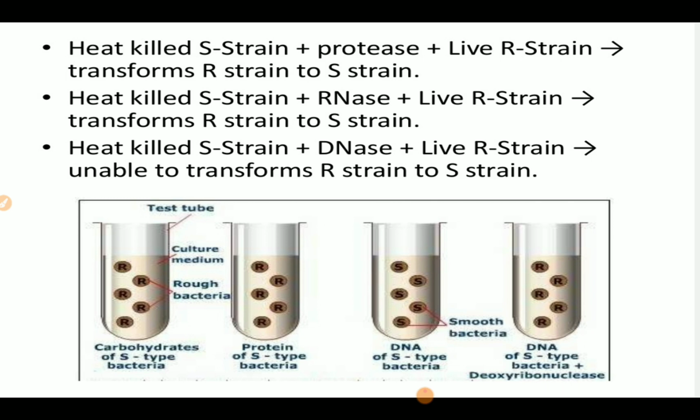When the heat killed S strain plus DNase plus live R strain, it was unable to transform. So because DNA is now inactive, when the protein was inactive, still transformation was occurring. When RNA was inactive, because of RNase, still transformation was occurring. But when DNA was inactive, because of DNase, transformation stopped. So that proved that the DNA is the genetic material.